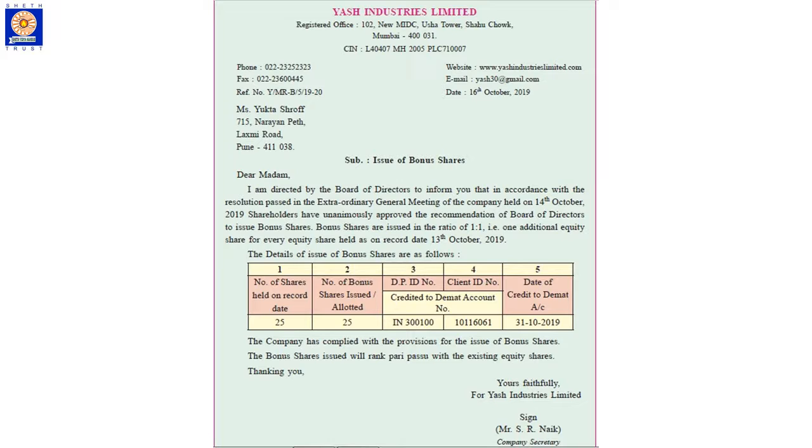That means the company has come to a decision that every existing shareholder who holds one share will get one more share as a gift, free of cost, by the company. The details of the issue of bonus shares are as follows. Now again we have a 5 column table, and the labels of the table information are: number of shares held on the record.